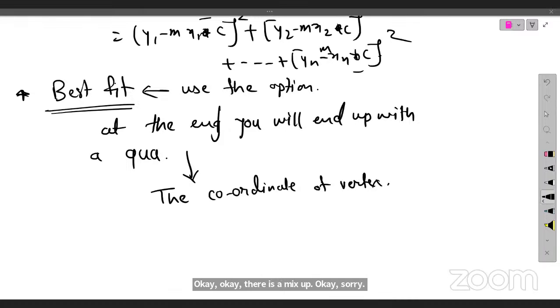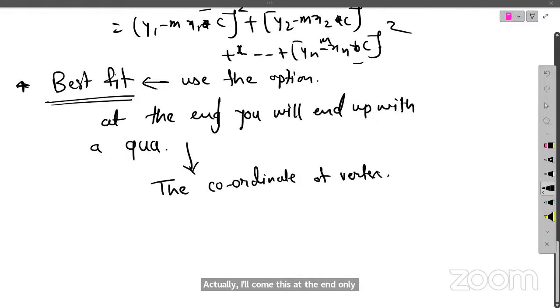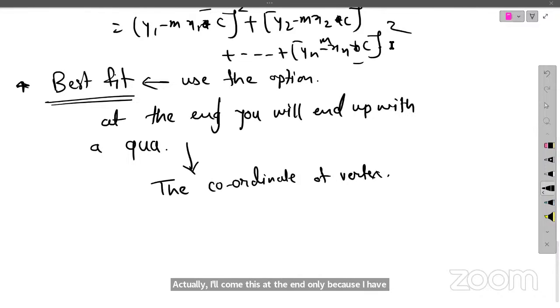Someone sent me one question. What's your doubt here? I did this question, but my answer was nowhere near the right answer. Can you please solve this question one time? Actually, I'll come to this at the end only because I have to cover a lot of theory. So at the end, I'll answer this question. Please be patient.